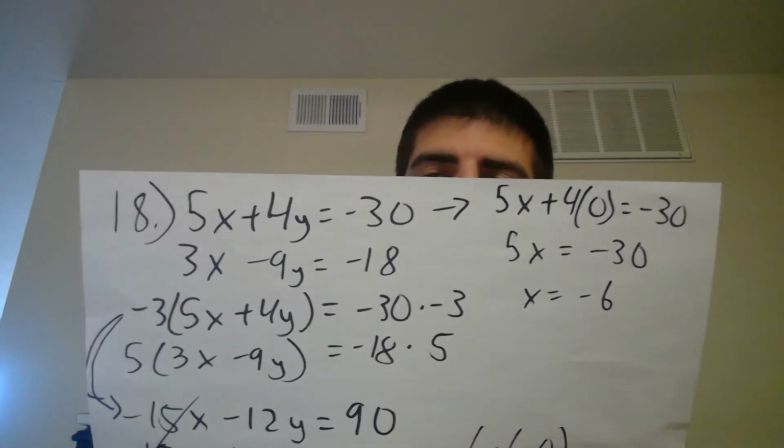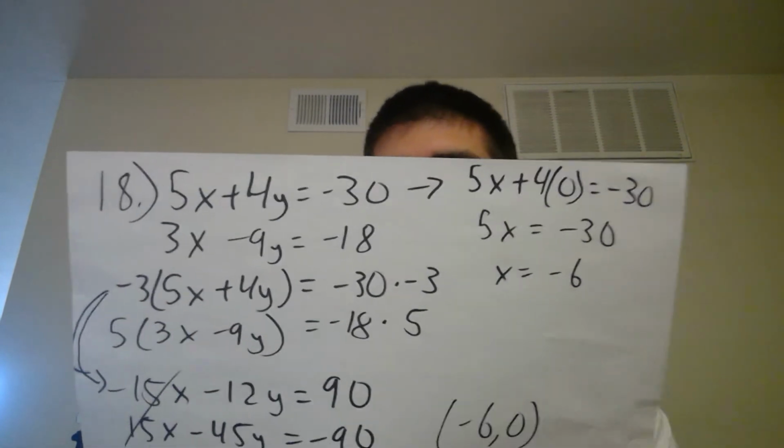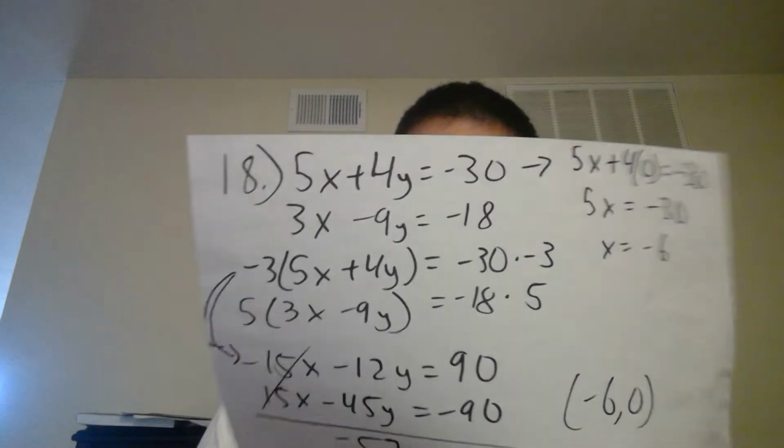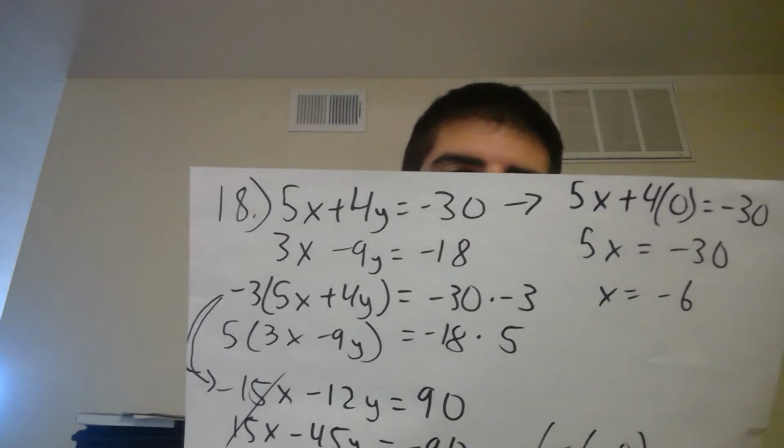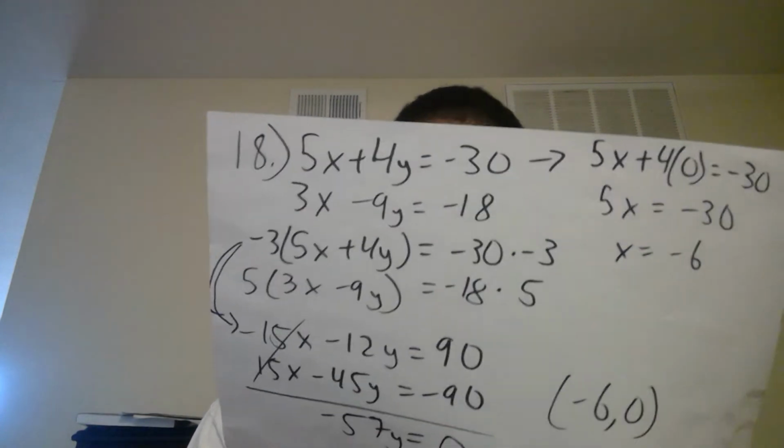So same idea as before. That's the point where the graphs intersect. Same idea as before, except you have to multiply the top by the bottom and the bottom by the top. That's a little trick. All right, let's do number 19, guys, and we'll get out of here.